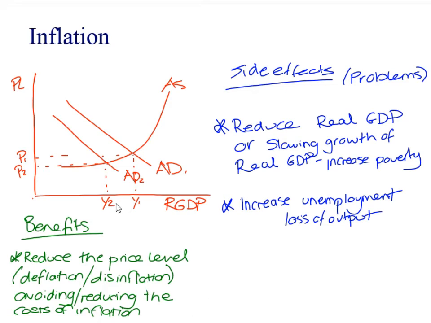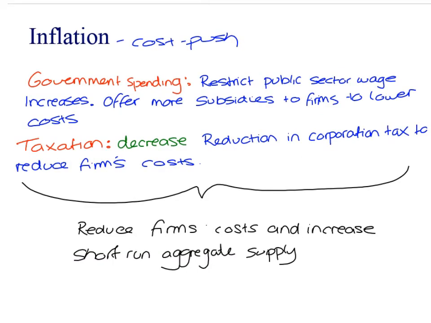But it also reduces real GDP and might increase unemployment, so it probably won't make people happier because people will be out of work, and that would have a serious effect on their material living standards and their happiness. However, if it's cost push inflation you're looking at, so this is, remember, inflation caused by the costs of production increasing across the economy, you might want to restrict public sector wage increases.